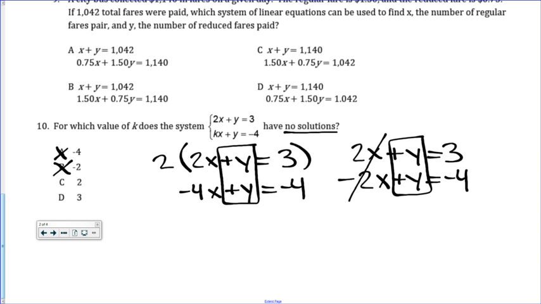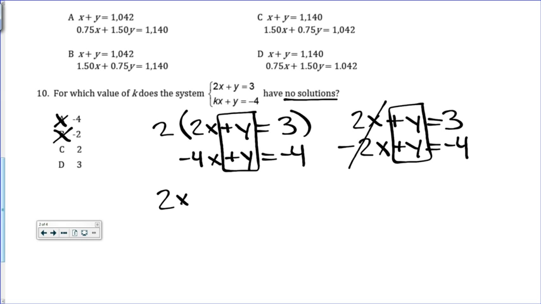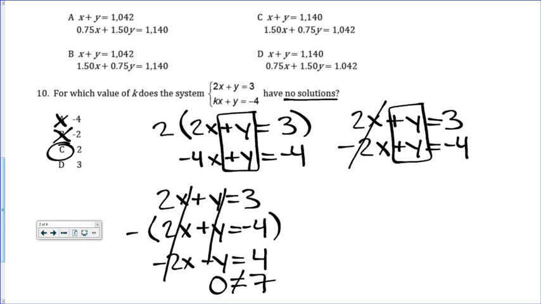Okay, and if we have 2x plus y equals 3, and then I have 2x plus y equals -4, in order to cancel anything out, I would have to multiply by a negative, and I would get -2x minus y equals +4. Now 2x and -2x cancel, y and -y cancel, so I'm left with 0 equals 7, which is not a solution. So your answer should be C.